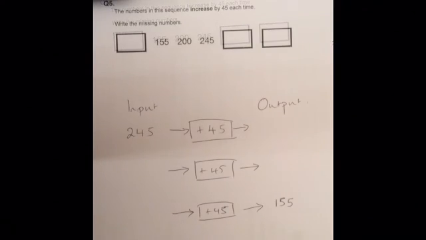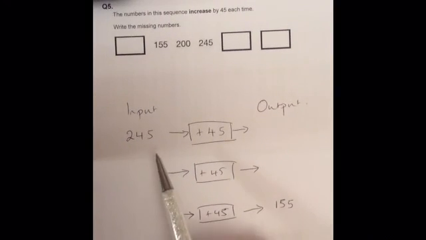Okay, last question for you today. The numbers in this sequence increase by 45 each time. Write the missing numbers. Pause the video and see if you can use a function machine to help you calculate this question. And then switch back on to go through the answer together. Okay, hopefully you've drawn a function machine that looks a little bit like this.